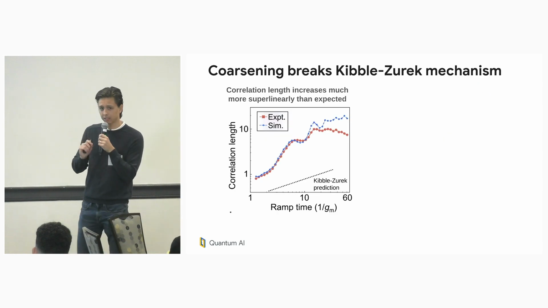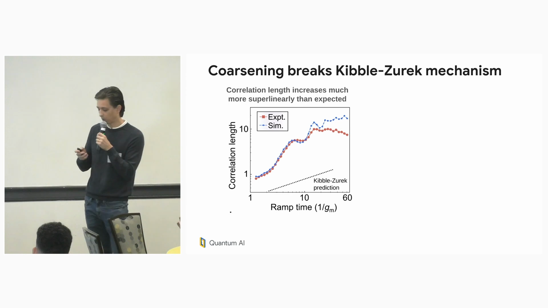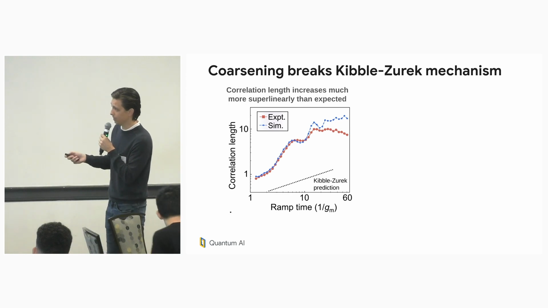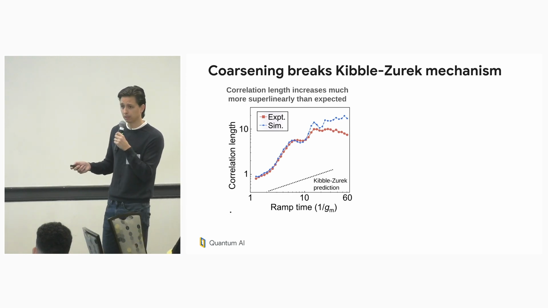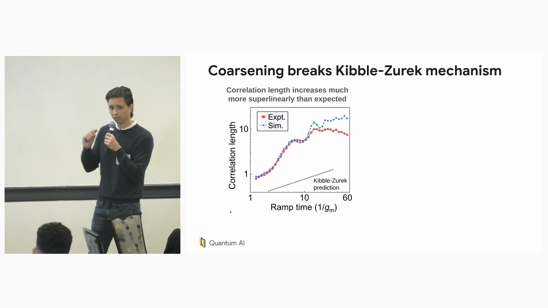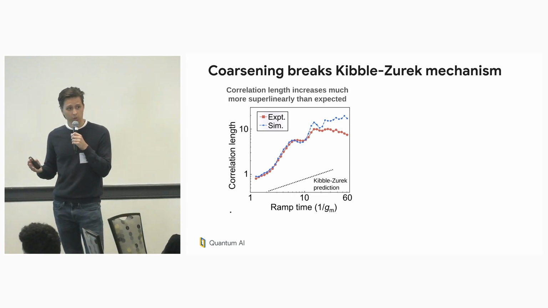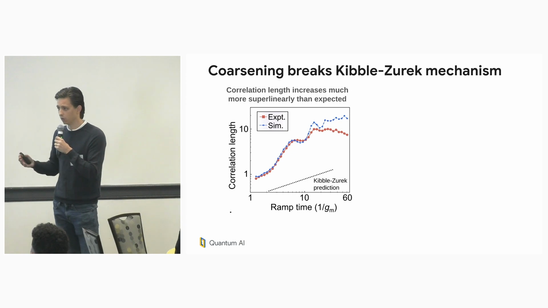Okay, so that was the KT transition, but I mentioned that we also wanted to look at some Kibble-Zurek physics. So here on the left, I show you the correlation length as a function of ramp time. And I've included here the prediction of the Kibble-Zurek mechanism. You can immediately see that our experiment and the simulations do not agree with that prediction at all. That was initially very worrying to us.